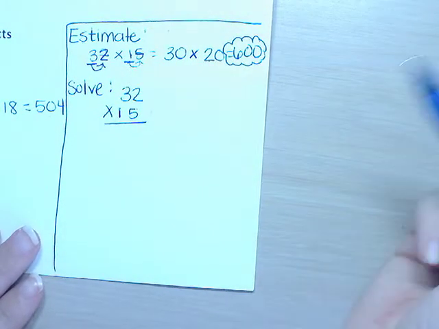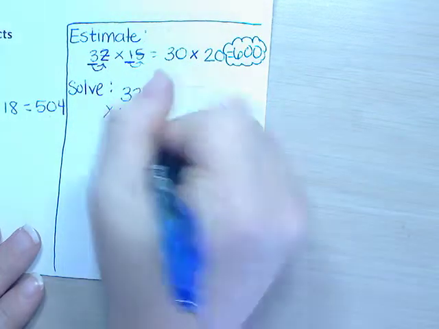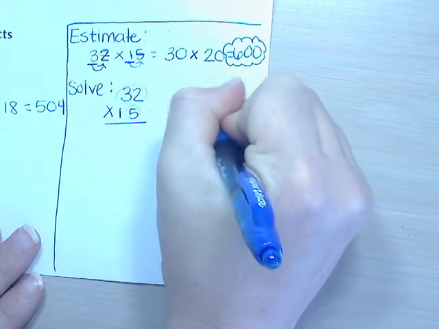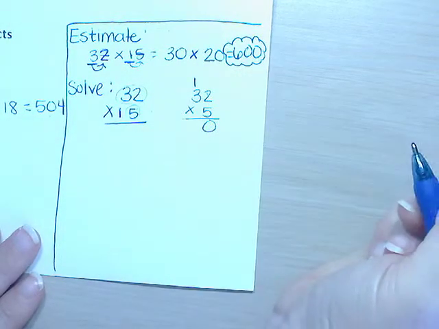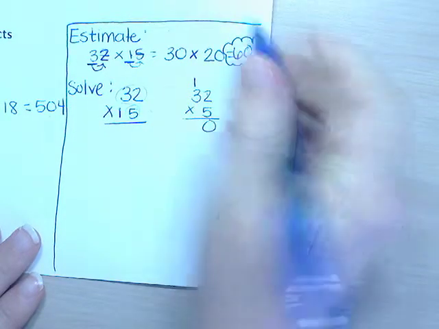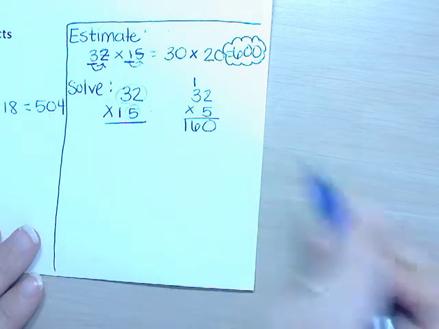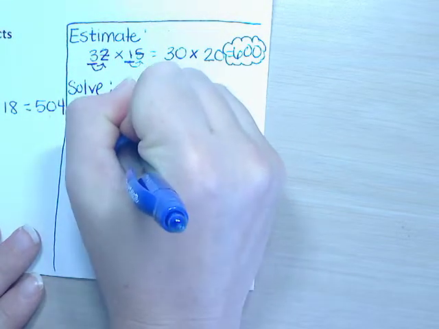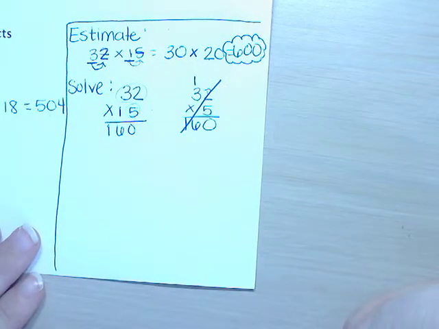So let's start with our first step. The first step is to multiply your ones by your top number. So if I do 32 times 5, 5 times 2 is 10, carry my 1. 5 times 3 is 15, plus 1 is 16. Remember, this is my ones place, so it's 160 ones. So I'm going to write 160 over here. I can cross that off so I don't get confused.